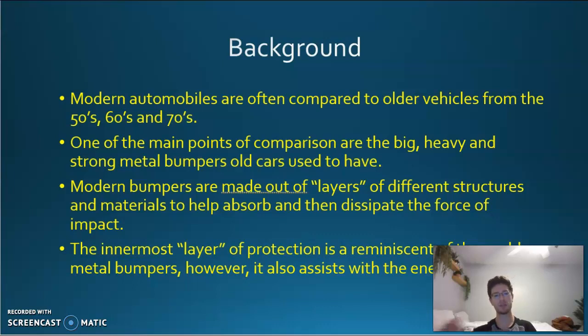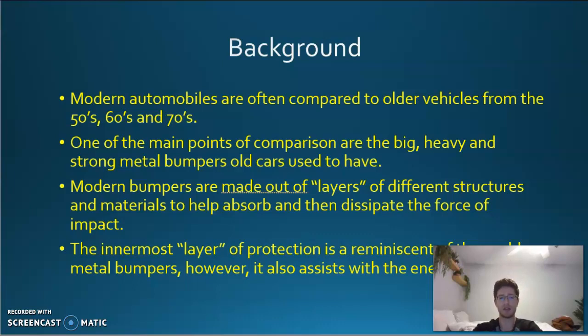Modern automobiles are often compared to older vehicles from the 50s, the 60s, and the 70s, usually by older people that lived in that age. One of the main points of comparison is the big, heavy, and strong metal bumpers those old cars used to have. Modern bumpers are made out of layers of different structures and materials. Those layers help to absorb and then dissipate the force of an impact.